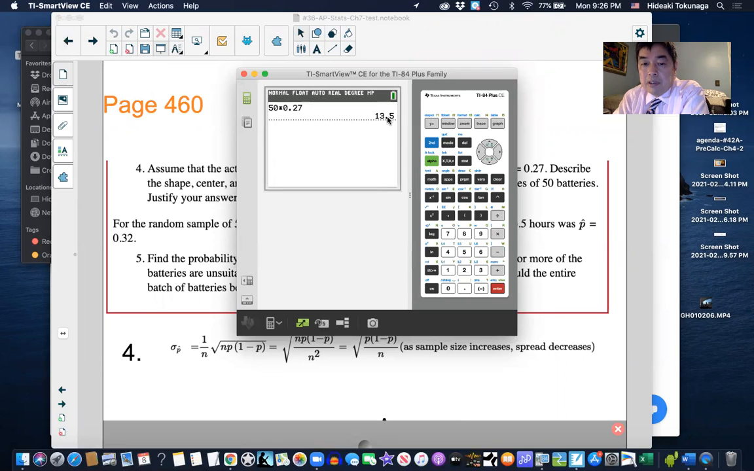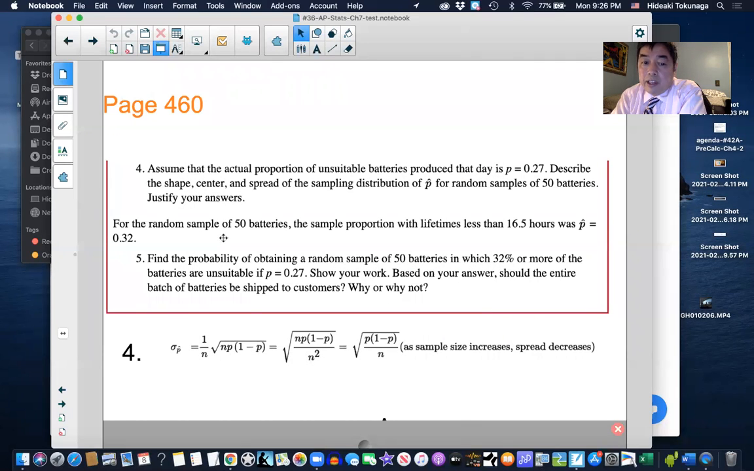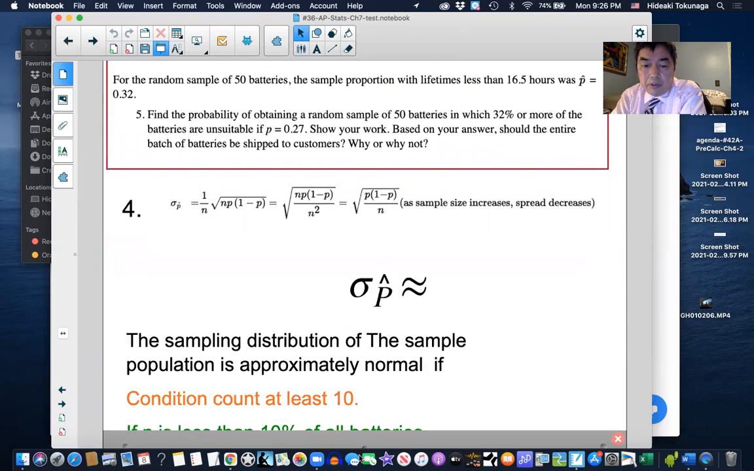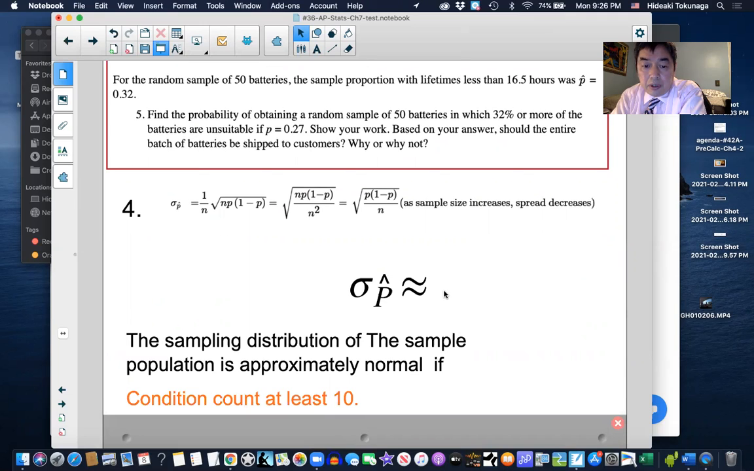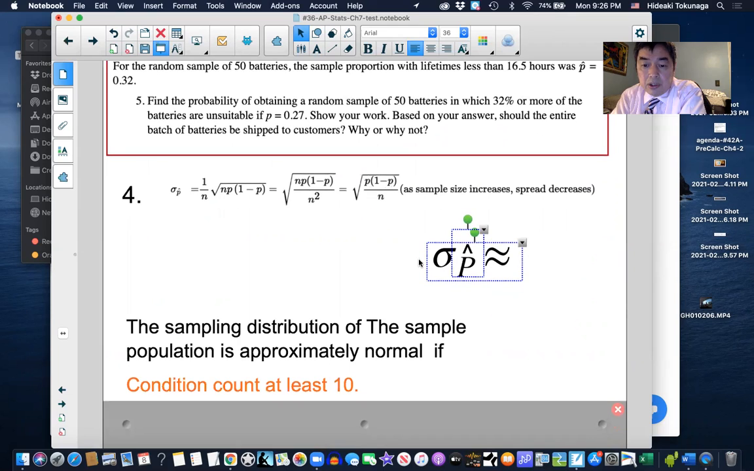is 13.5, and the other one is obviously 50 times 0.73, I guess. So that it will be more than 10 as well. Both of them are more than 10. So in that case, we can run this one, and it's going to be normally distributed, right? And the standard deviation of this is going to use this equation.